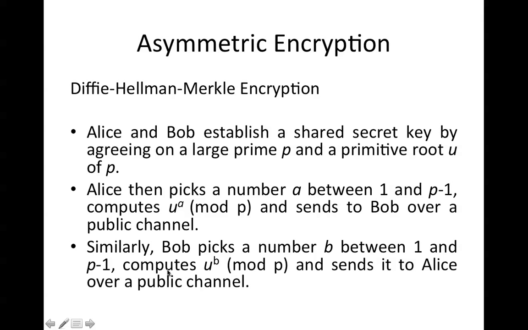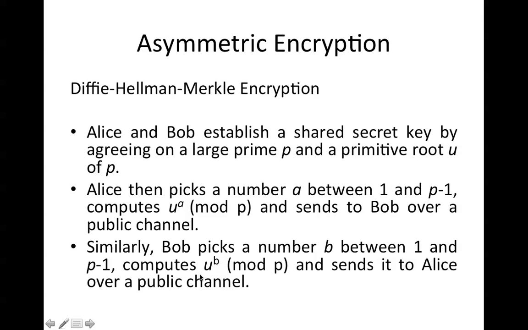Now, similarly, on the other side, Bob picks a number B, again between 1 and p minus 1. They could even be the same number, it doesn't matter. And he computes u to the B, that is, he powers u to B and then mods it again. And he sends it to Alice, also over a public channel. So the same way Alice didn't compromise her private key by sending u raised to A mod p, Bob didn't compromise his either, because he did the same thing, only with the number B.